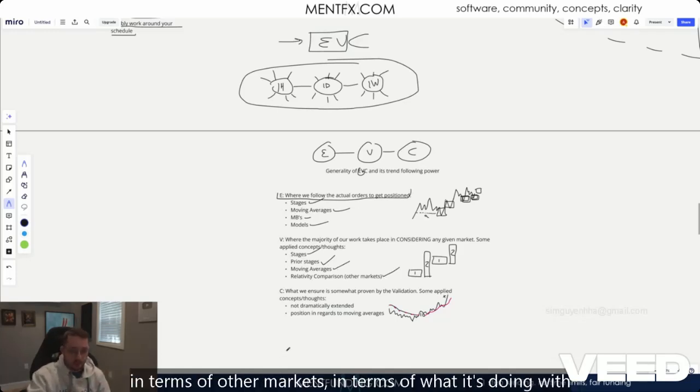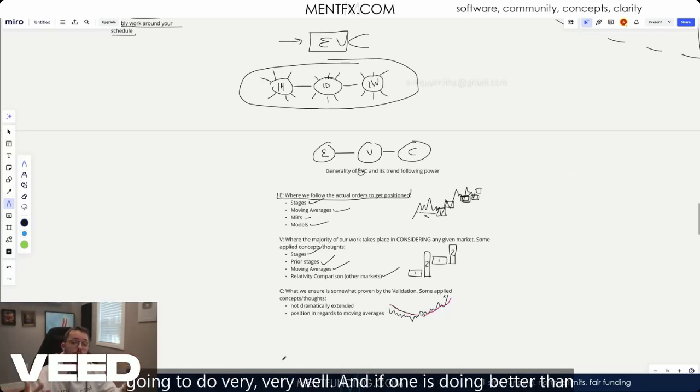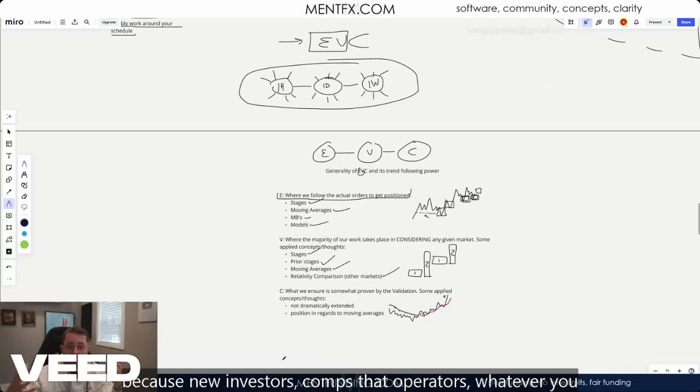And relativity in terms of other markets, in terms of what it's doing with similar markets, similar areas, similar companies that deal with doing the same things. Because oftentimes, if a company that buys bananas is doing very, very well, other companies that buy bananas or do banana-related things are going to do very, very well. And if one is doing better than another, or showing that it's doing much better than another, then you know that market itself, based on the actual price action itself, is now a lot stronger, and as a result could be much better for making a new move, a trending move, because new investors, comp set operators, whatever you want to call them, will come in a huge way.